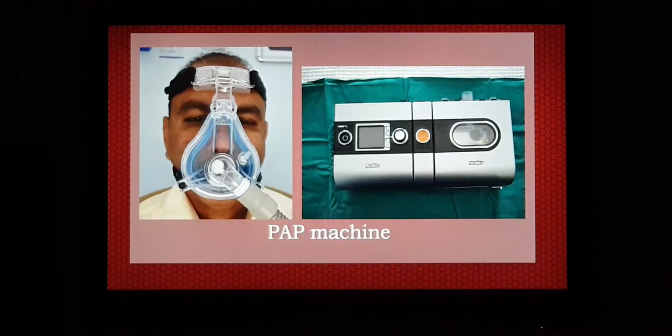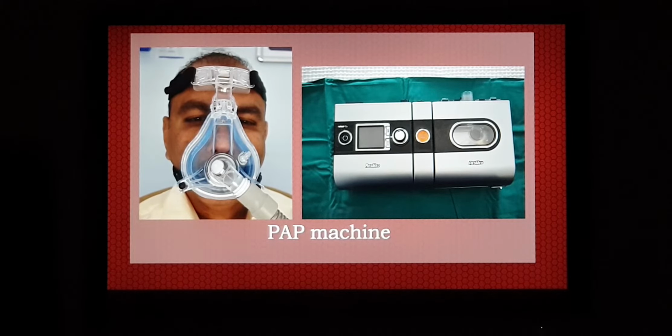Now, non-surgical management. Suppose the child does not have adenoid or tonsillar hypertrophy, has significant sleep apnea, and is also obese. The best and shortest way to treat the case is by giving him a PAP machine, a positive airway pressure machine. The machine blows in air at a particular pressure and it dilates the airway of the child so that he can breathe in normally.